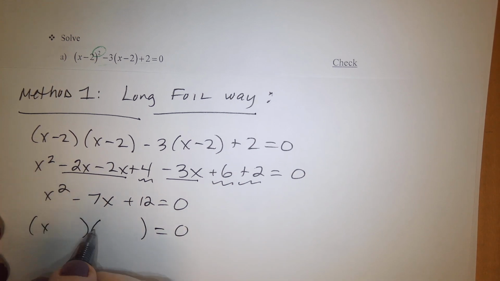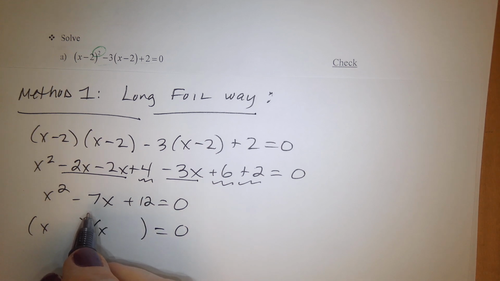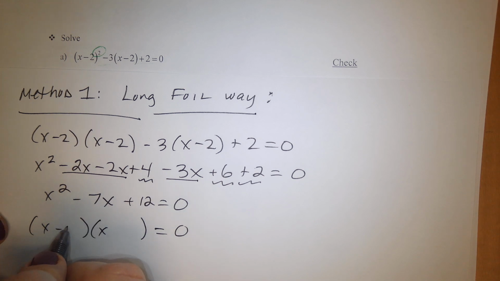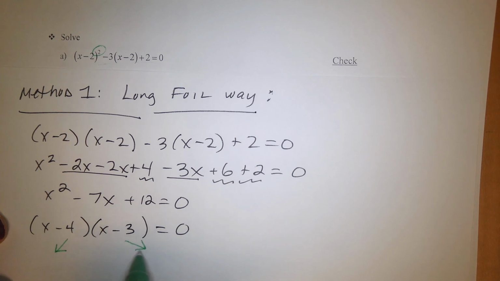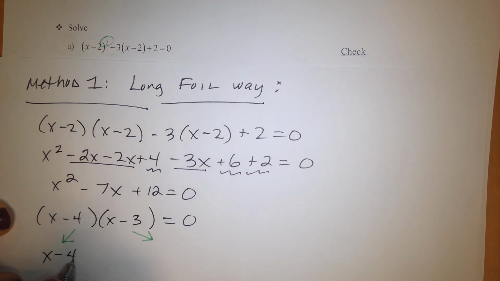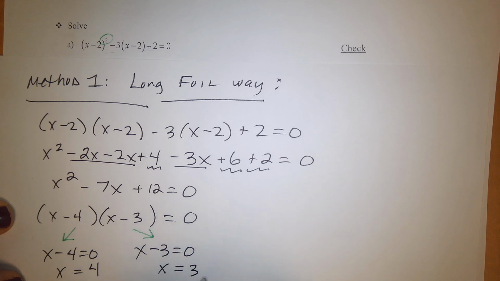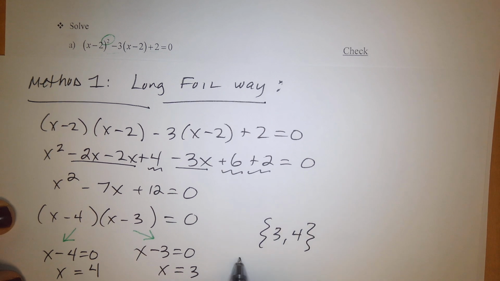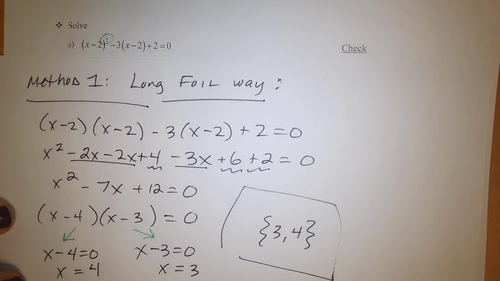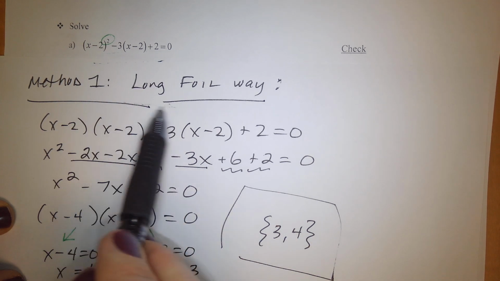Factoring this, I need two numbers that multiply to make 12, but add up to negative 7. Those two numbers will be negative 4 and negative 3. Setting both of these equal to 0, you're going to have x minus 4 is 0, or in other words, x is 4, or x minus 3 is 0, in other words, x is 3. Of course, we would check those answers. I'm going to save the time right now, but you're going to see we have two answers, one at 3 and one at 4. So FOILing all of this out is one way to do this question.